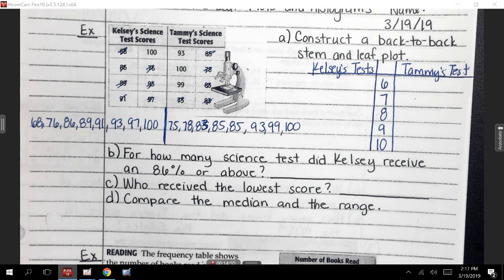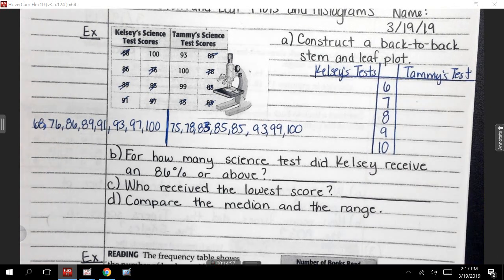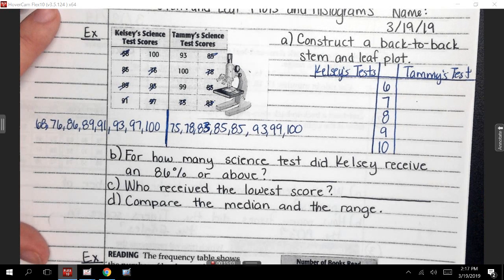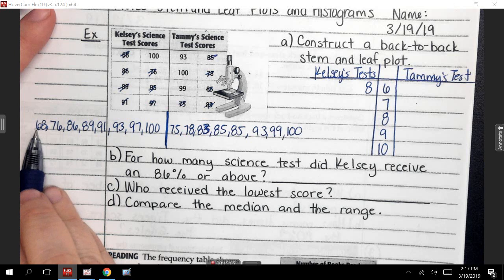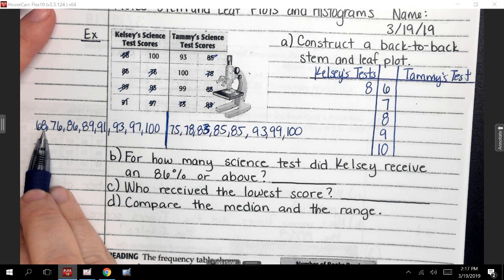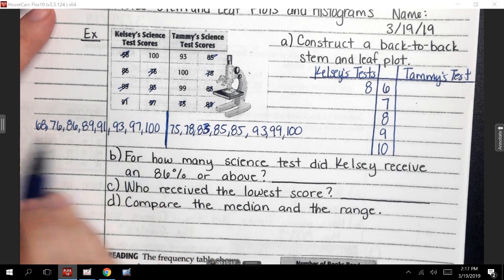So let's look at Kelsey's test. We're going to start with the row that says 6. So does Kelsey have any leaves that would need to go with that stem that says 6? Drew? Yeah, 68, so put an 8. So we can see right here, Kelsey has 68. 6 was my stem. 8 is in the ones place. 8 is the leaf. Are there any other numbers with 6 in the front?